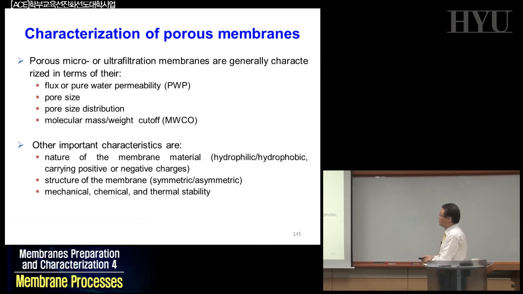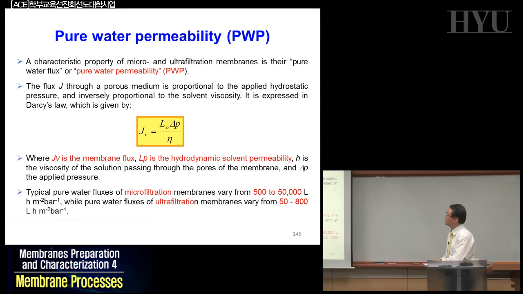Other important characteristics are hydrophilicity, hydrophobicity, whether you have charges, and whether it is symmetric or asymmetric, which could be determined by looking at the SEM picture of your cross sections. Mechanical property and chemical stability, of course, are very basic properties that we need to characterize in terms of the membranes.